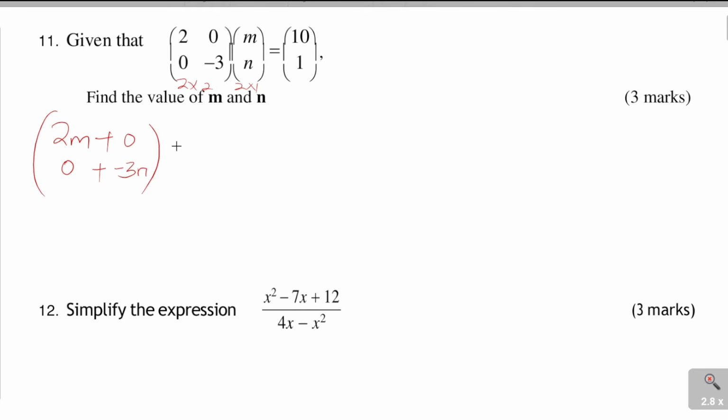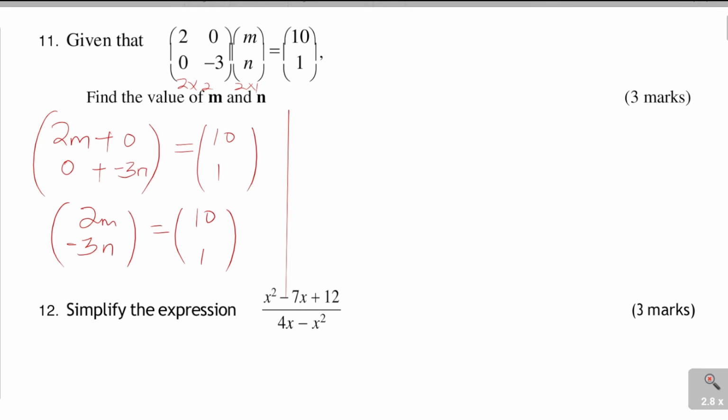So that is what you get. Everything is equivalent to 10, 1. So 2m, the first row plus 0, that will get 2m. And then we have 0, subtract negative 3n. This one will give negative 3n. And this one is equals to 10, 1.